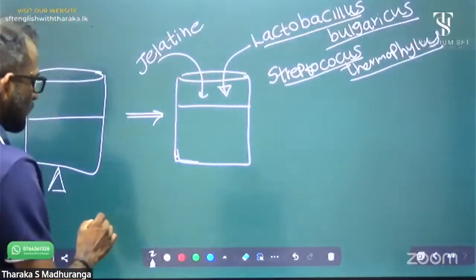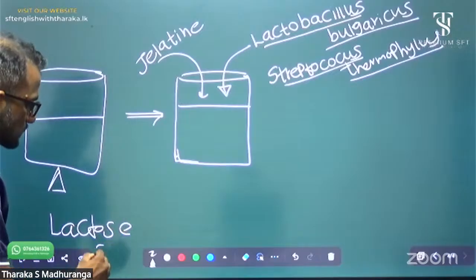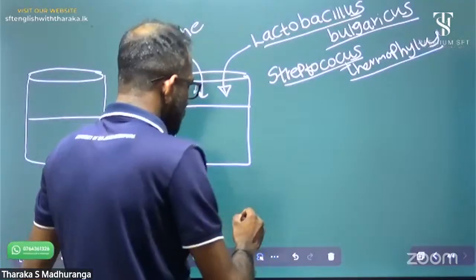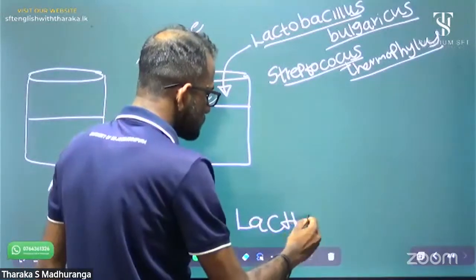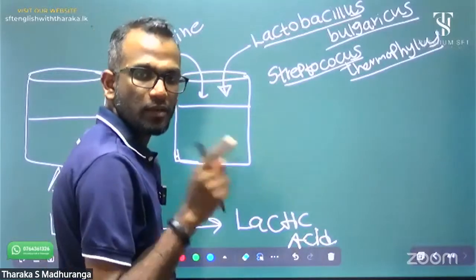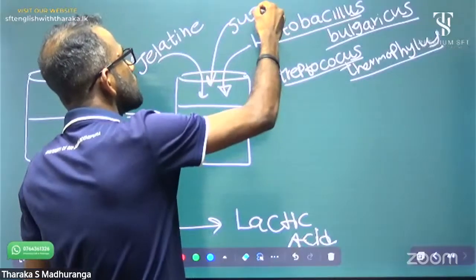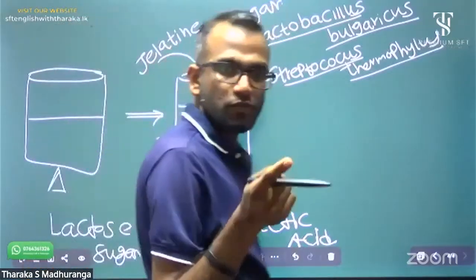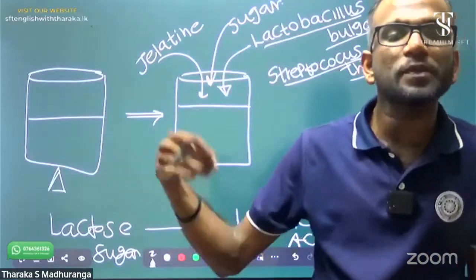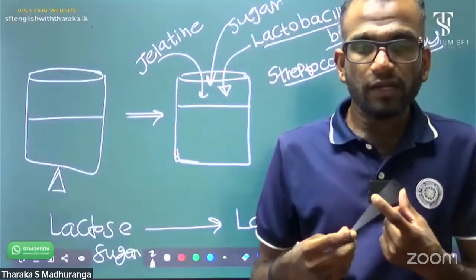Same process: lactose sugar converts into lactic acid. And in yogurt production, another thing, we have to introduce some sugar. I forgot that. We have to introduce sugar, gelatin, and Lactobacillus culture. Lactobacillus culture means pre-prepared yogurt, not curd. Curd is not good for this.